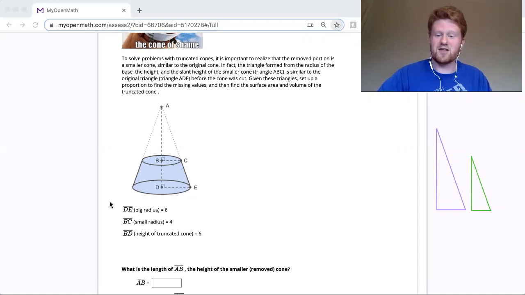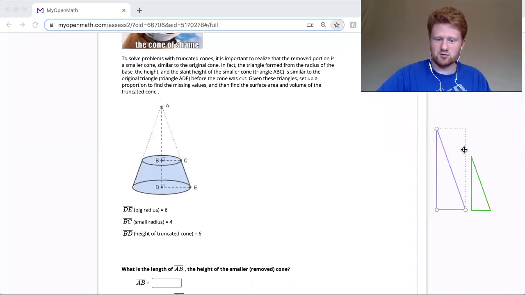In this problem, I've given you three pieces of information. I've given you the large radius, which is DE, which is 6. The small radius is BC, which is 4. And then the height of the truncated cone is 6. That is BD right here. So I'm going to show you where we get these similar triangles.